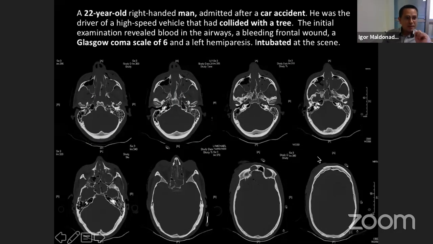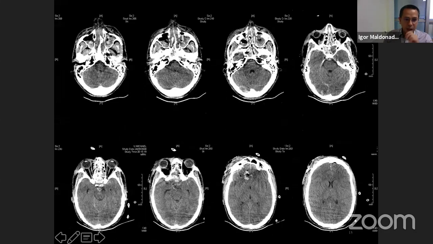This, once again, is a young patient, a 22-year-old right-handed man, admitted after a car accident. He was the driver of a vehicle, in what was really a high kinetic accident. He was intubated at the scene with a Glasgow Coma Scale of 6. And we have this CT scan, the same I showed at the beginning, with the hemosinus and fractures not very far from the carotid canal.